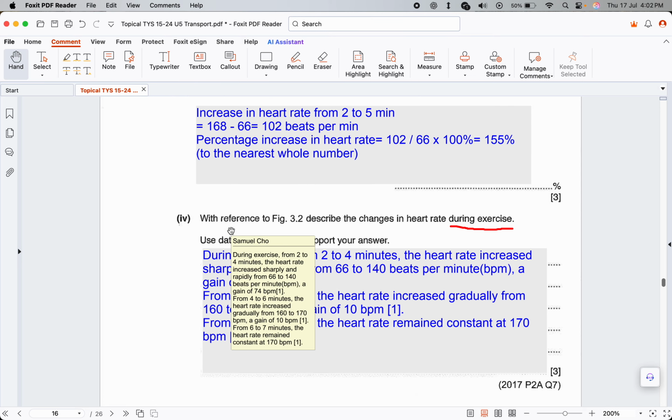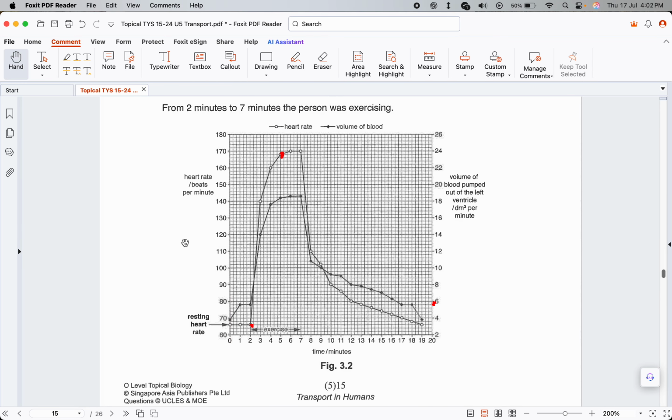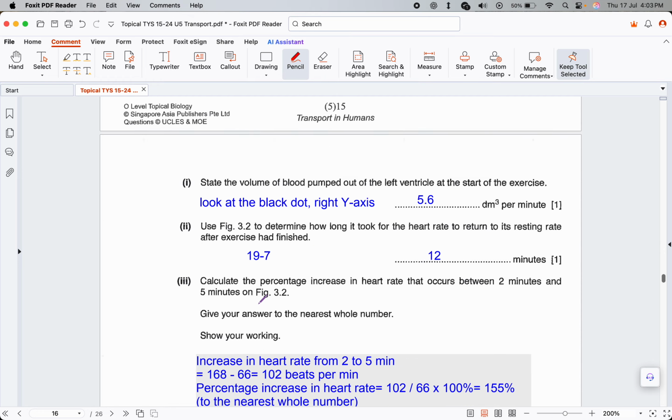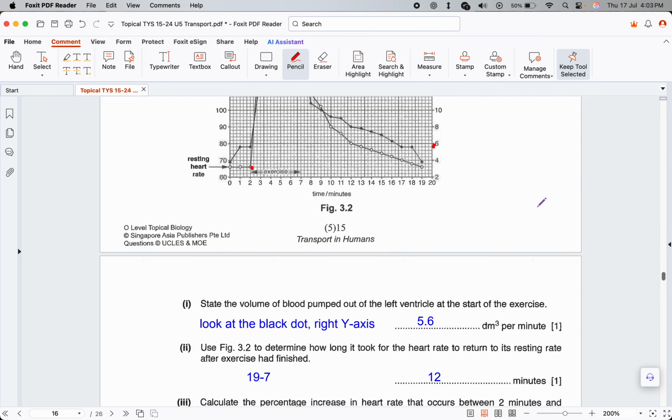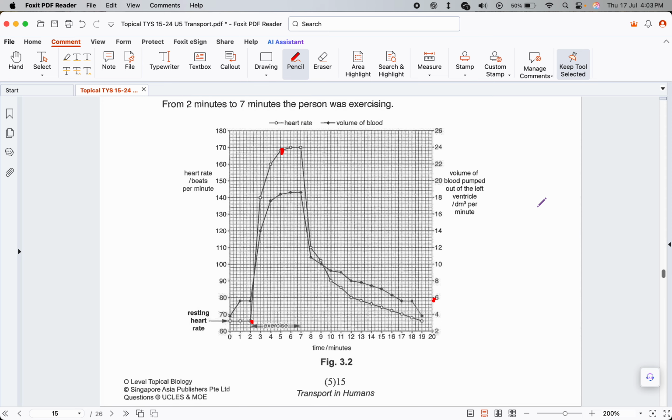So for this kind of question, I realize that a lot of us have difficulty in answering it. How to answer this kind of question? You start by looking at the marks, right? You see that it's 3 marks. So you need to think of how can you possibly divide your graph from here to the end into 3 sections.